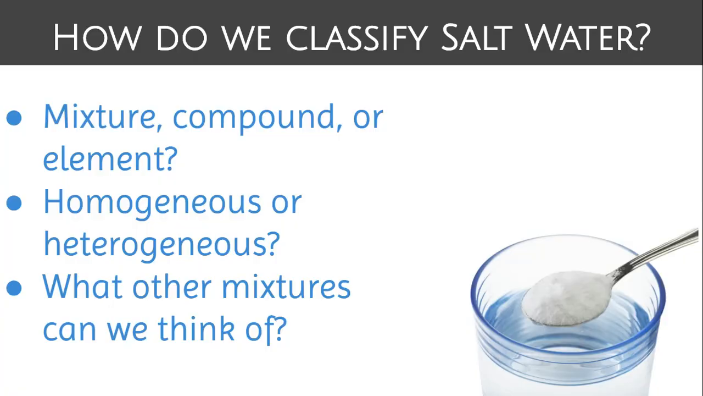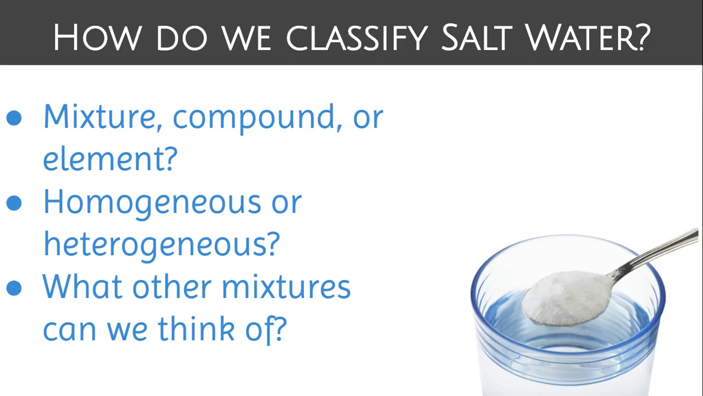So if you remember back to the last Nearpod presentation that we went over, we had the video that I put up, we had a glass of salt water. And I said, how do we classify salt water? And it's kind of confusing because if you think about it, salt, we know, is a compound. So salt, NaCl, is a compound of 2 elements. And water, H2O, is also a compound of 2 elements. But what we're asking is, how do we classify salt water? Is it a mixture, compound, or element?